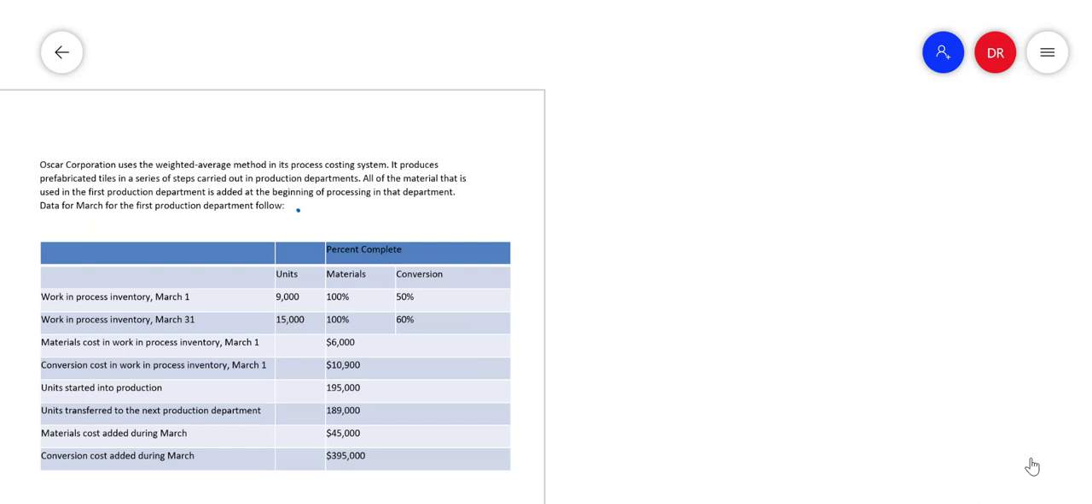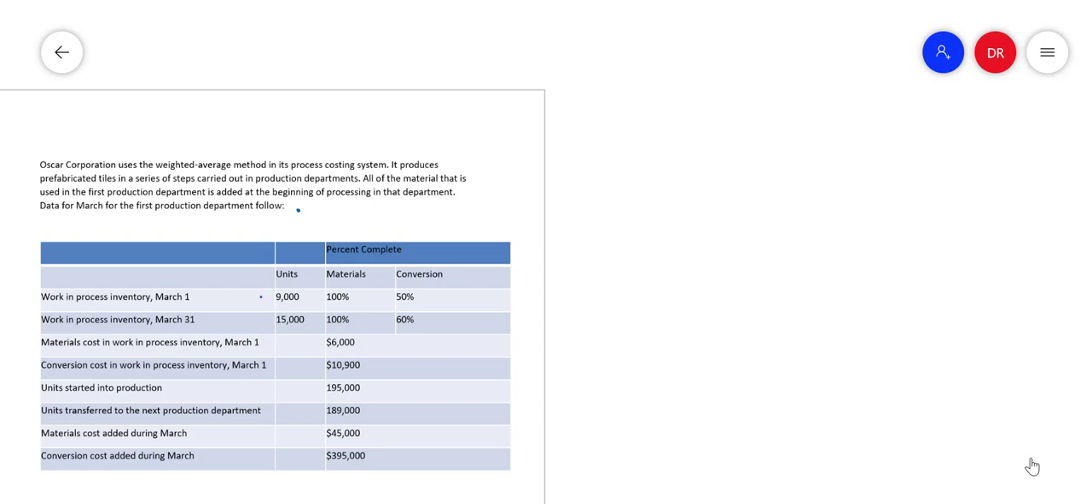Okay, so the description here gives us Oscar Corporation using the weighted average method in its process costing system. It produces prefab tiles in a series of steps carried out in production departments. All the material that is used in the first production department is added at the beginning of the processing in that department. The data for March for the first production department follow.